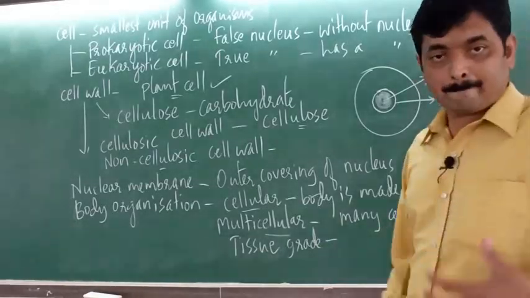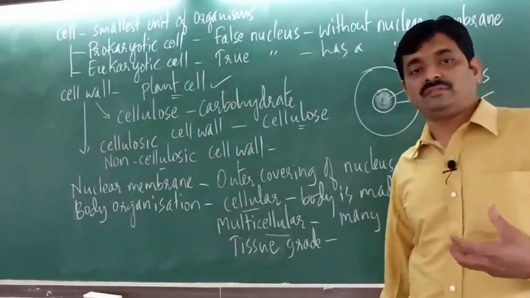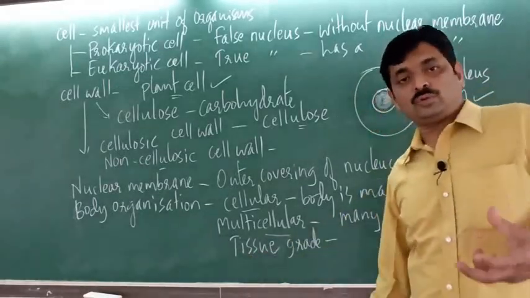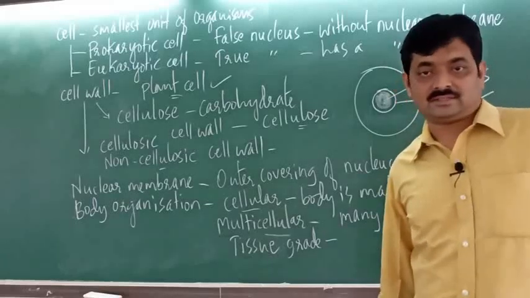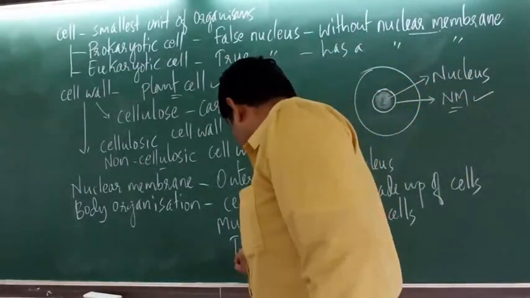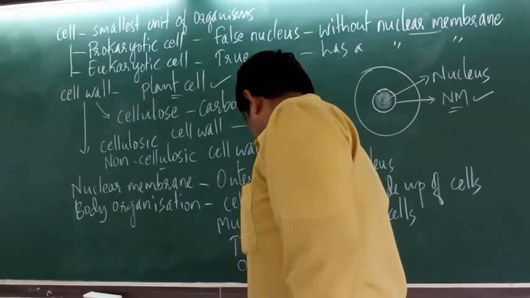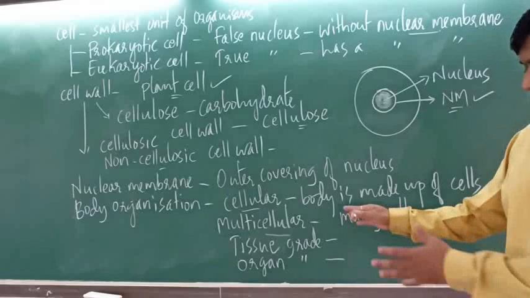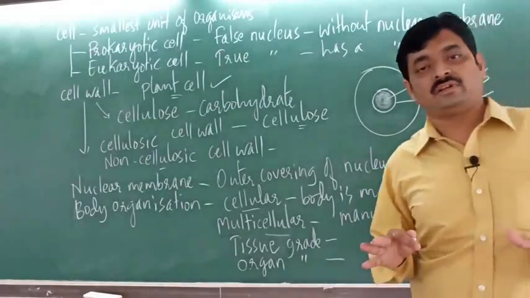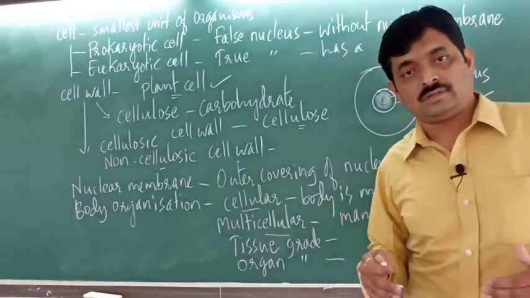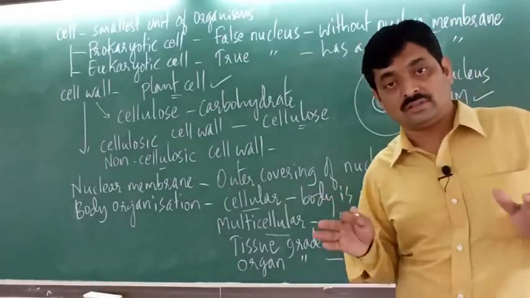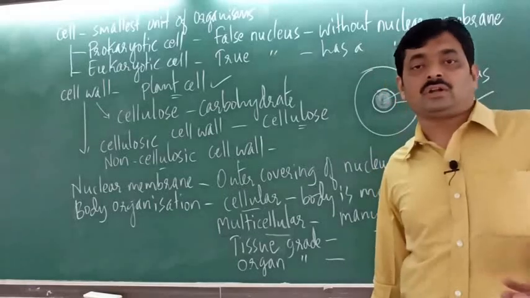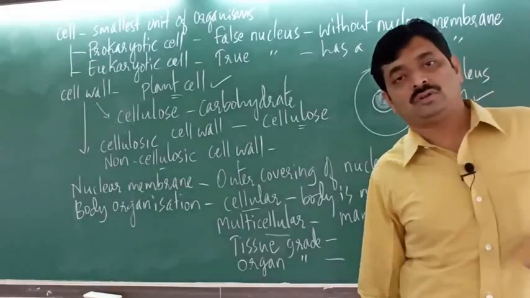So tissue grade means the body of organism is made up of tissues, right? A tissue is a group of cells. Then you find organ grade of body organization. Here the organism has different organs, right? When the organism has different organs in the body, it is called organ grade body organization. So different organs. What are the common examples of organs?